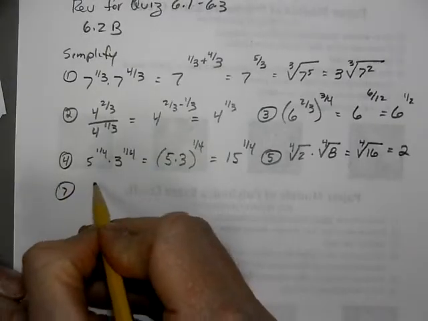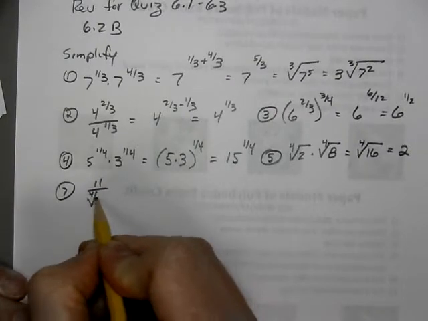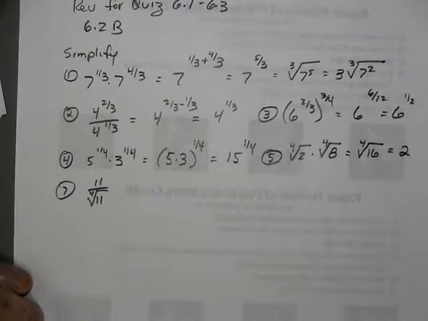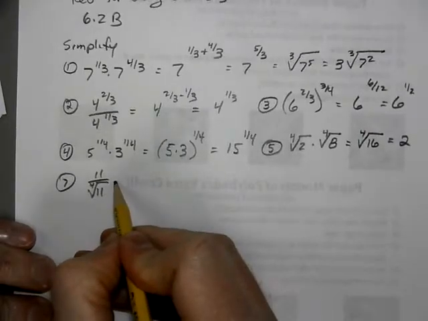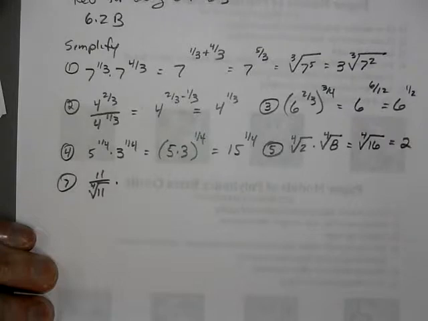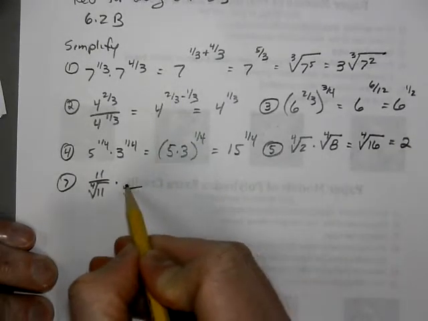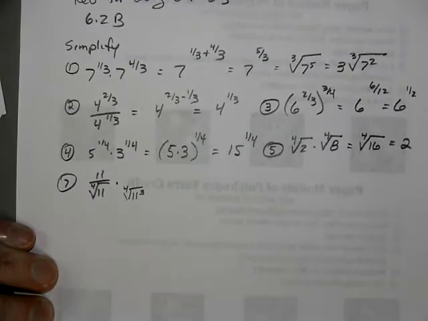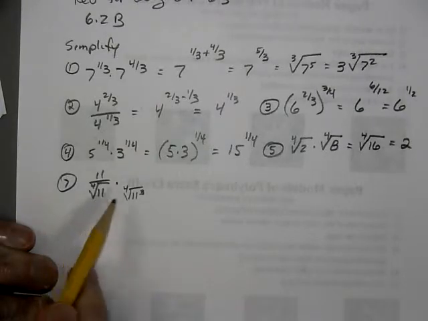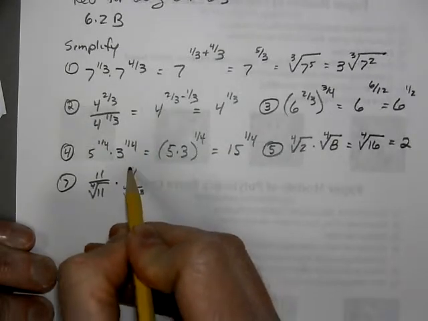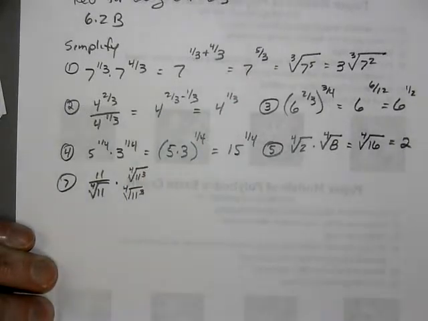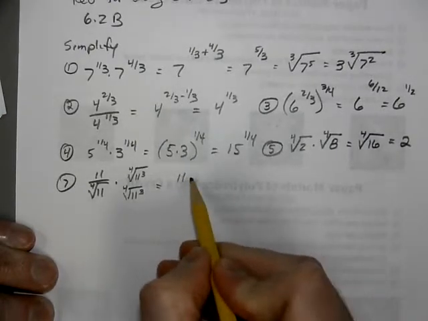Number 7. This is a tricky one. Here, there's nothing we can really do with that. But we know that it's incorrect to leave a radical in the denominator. So I currently have 1 of the 11s down there. I need to have 3 more 11s to get my total number of 11s up to 4. Whatever I do to the bottom, I also have to do to the top, because now I'm multiplying by a value of 1. So that gives me 11.